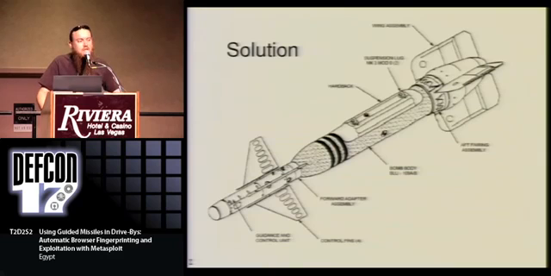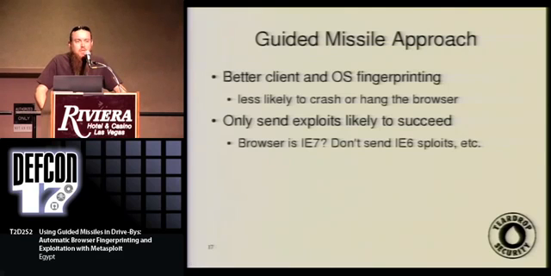So the solution here is a GBU Paveway bunker buster. Laser-guided missile for blowing up bridges. Freaking cool. The first thing you need for a laser-guided missile is to know what to point the laser at. You've got to know what the client is, what the OS is running, and we use JavaScript fingerprinting to do all of that.